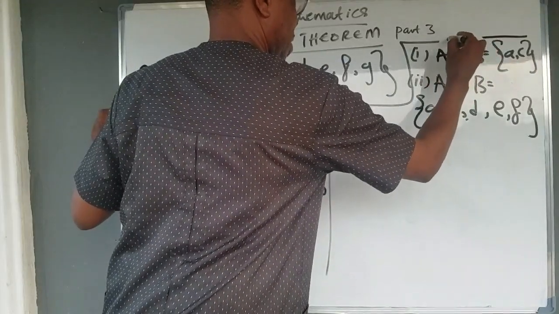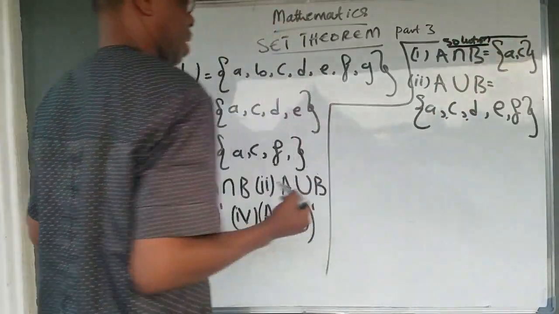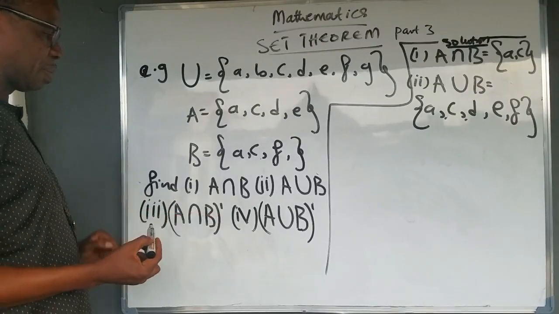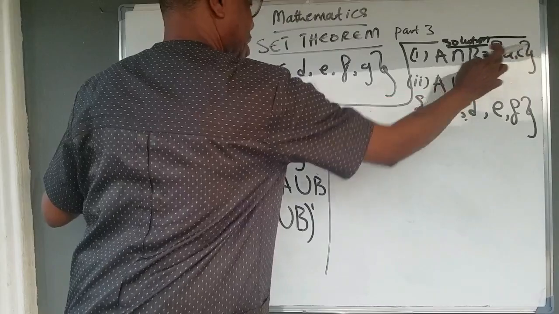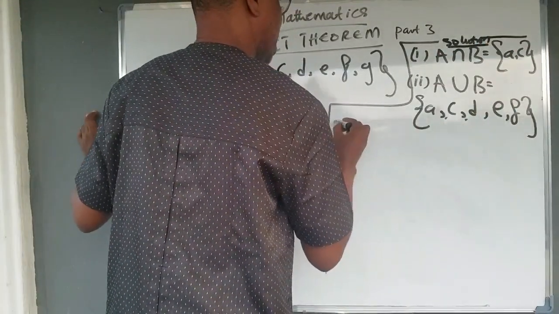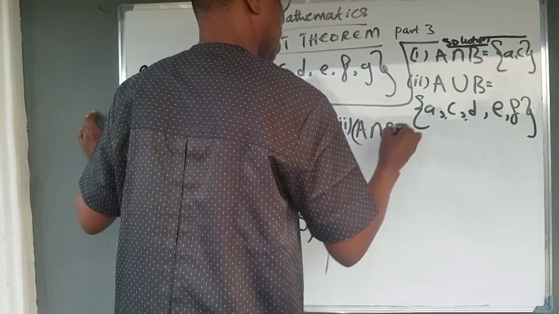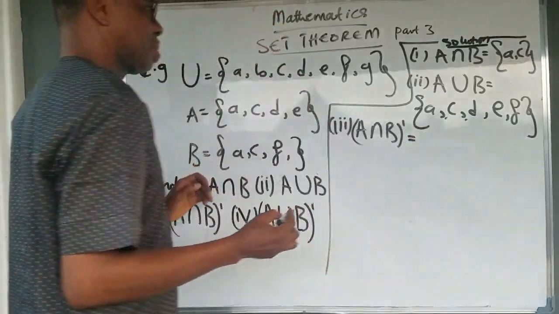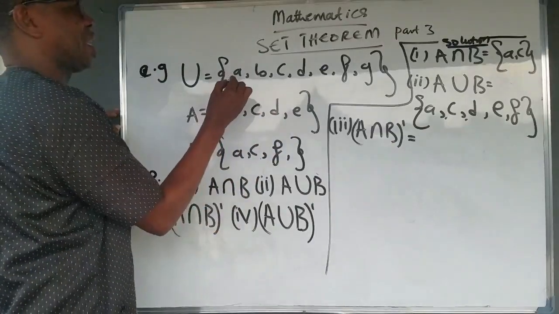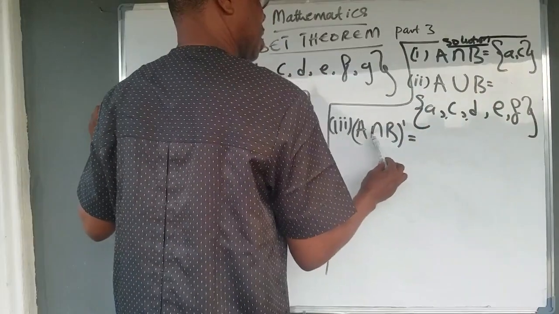For clarity's sake, so you know what we're doing here. Okay, you go back to this number 3, A and B complement. You go back to the answer. Answer here is AC. Alright? That means A intersection B complement will be all those elements that are in the universal set that are not in A intersection B. So what we have is AC as what is in A intersection B.